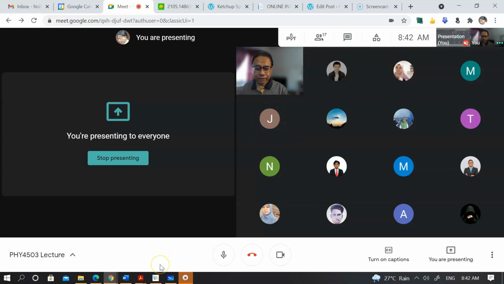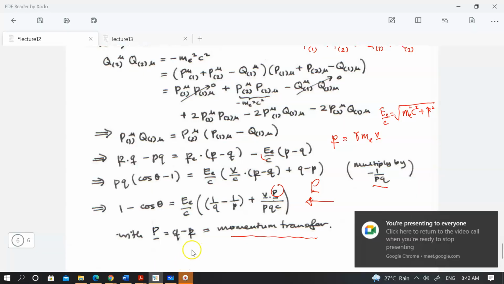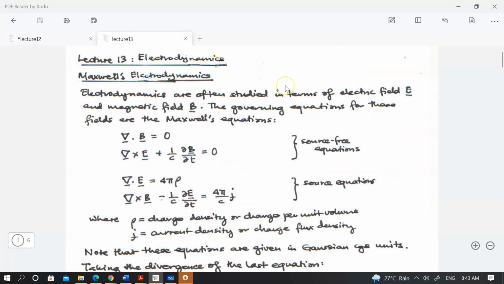Okay. So we move on to the next part of lecture 13 here, which is really a different thing that we're going to go into. We will go into electrodynamics in the context of special relativity.